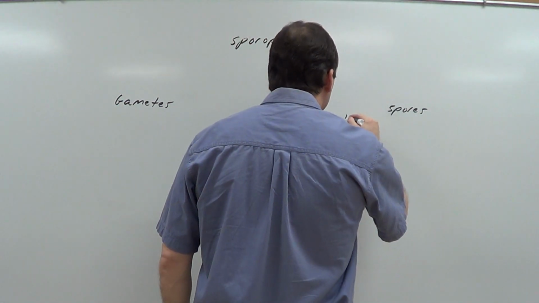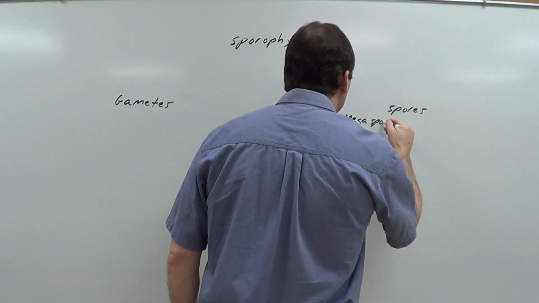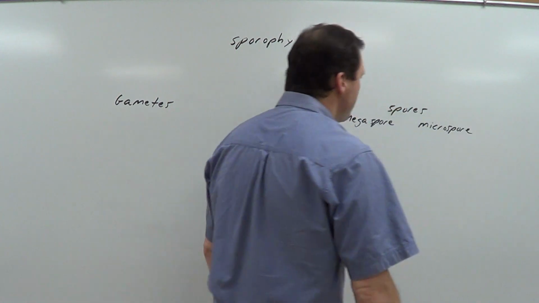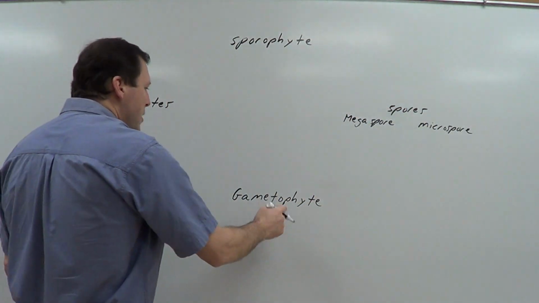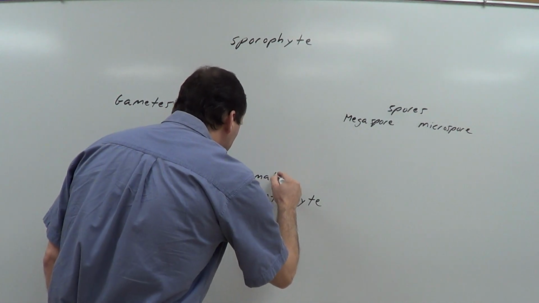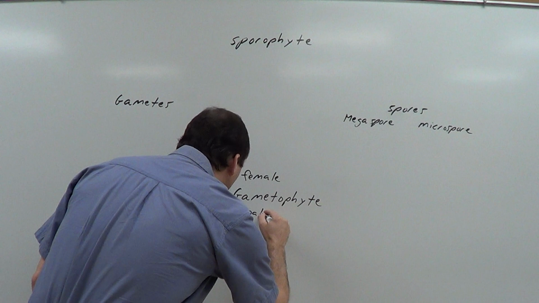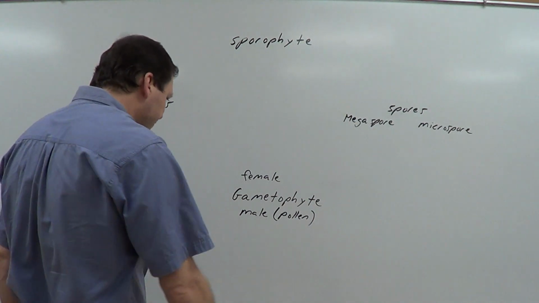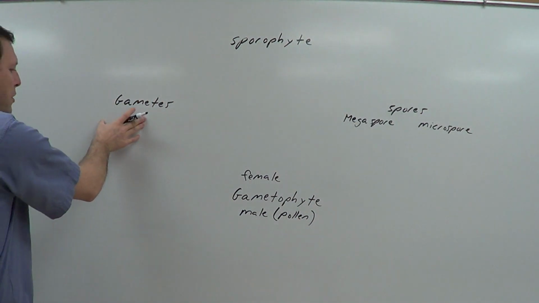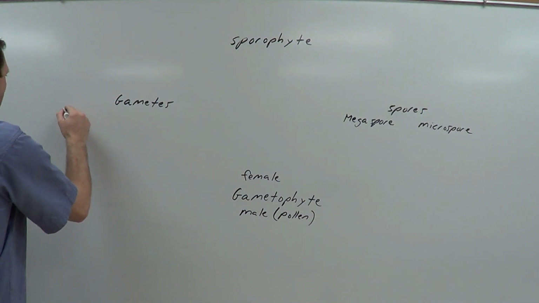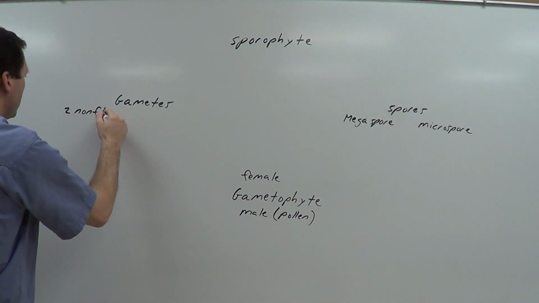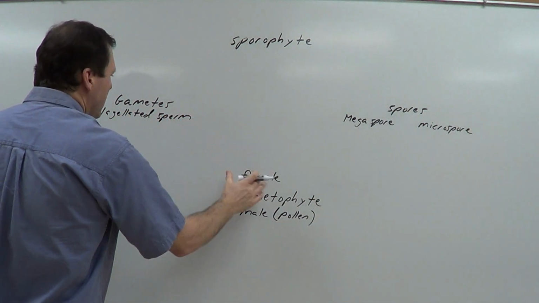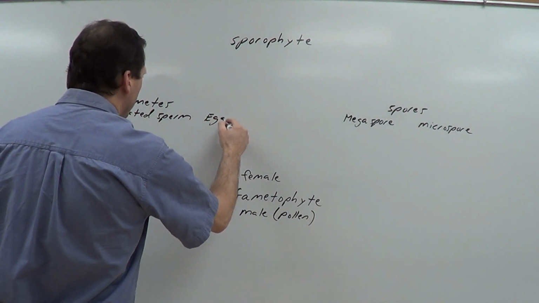We're going to make a megaspore, which is the female spore, and we're going to make a microspore, which is the male spore. And we have two gametophytes, a female gametophyte and a male gametophyte. And the male gametophyte is also referred to as pollen, or a grain of pollen. And that male pollen grain is going to further develop and make two non-flagellated sperm. The female gametophyte is going to make eggs.